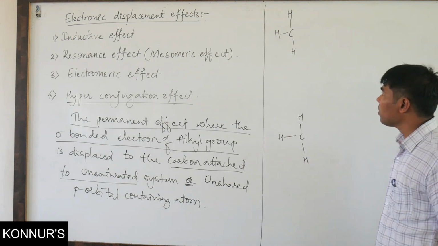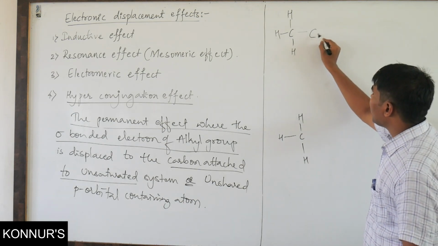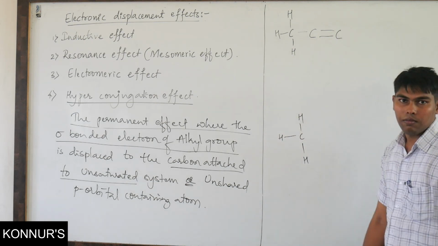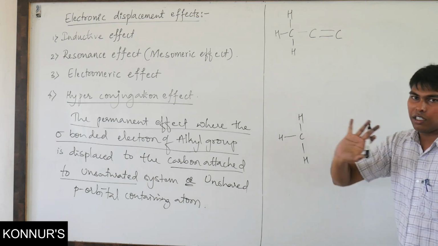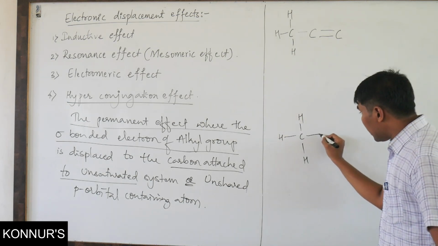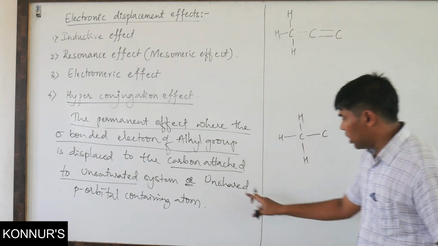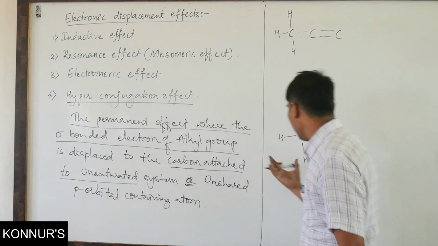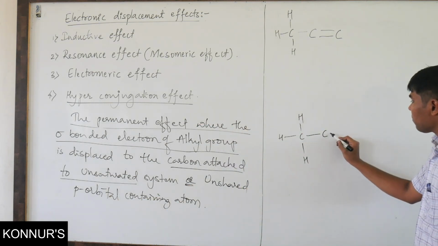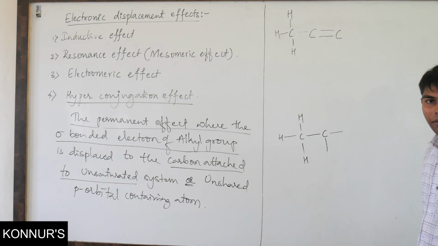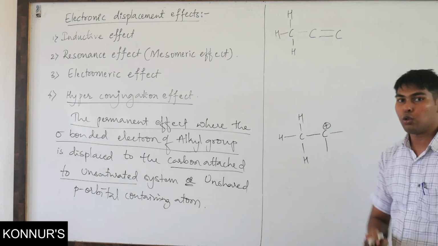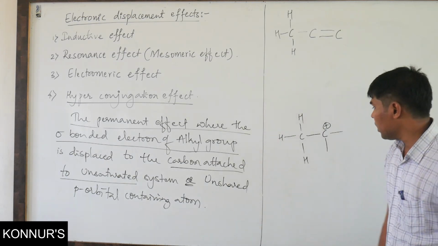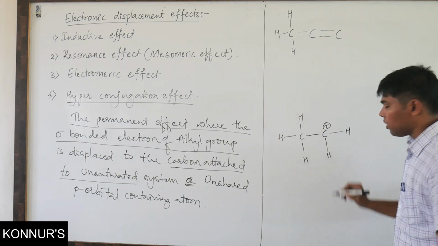So a methyl group is bound to that carbon containing a multiple bond, so an unsaturated system. So an alkyl group is bound to an unsaturated system. Here the alkyl group is bound to that carbon having an unshared p orbital. Only 3 orbitals are there, so sp2, and one p is deficient here. So this is the case now.